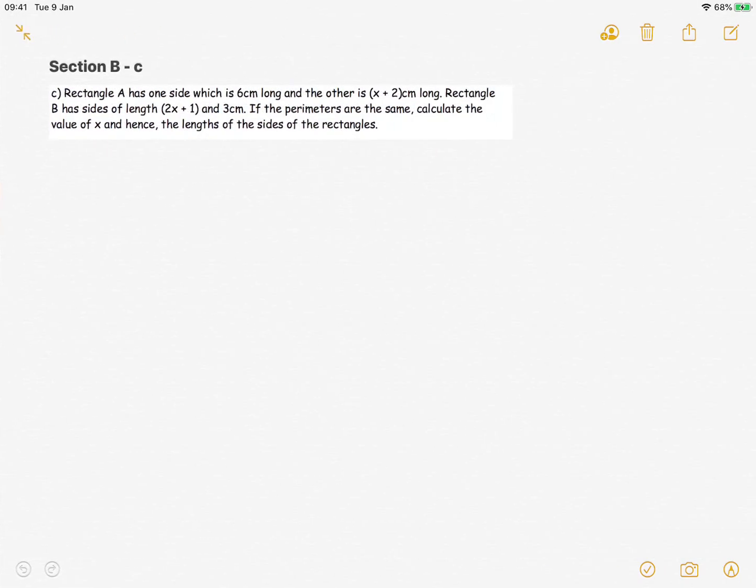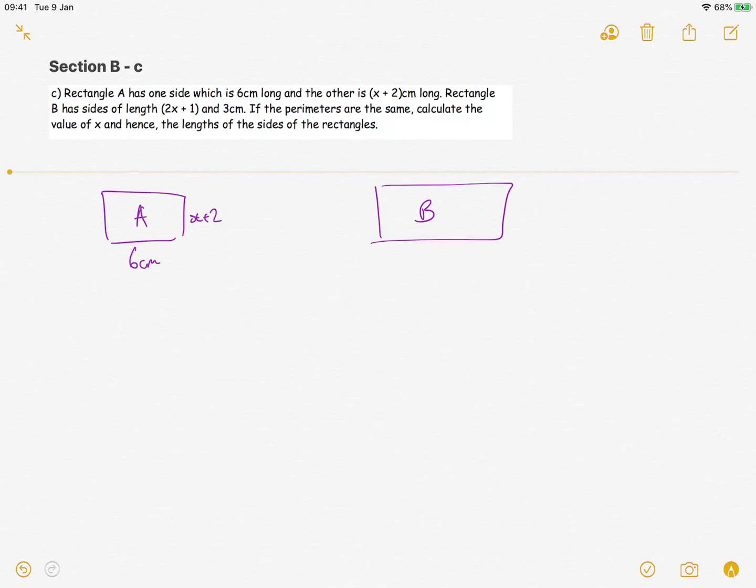Right, final question. Rectangle A has one side which is 6 centimeters long and the other is x plus 2 centimeters long. Rectangle B has the sides of length 2x plus 1 and 3. If the perimeters are the same, calculate the value of x and hence the lengths of the sides of the rectangles. So we're not given a diagram, so let's draw a diagram. One side is 6 centimeters long and the other is x plus 2 centimeters long. Then that's rectangle A, and rectangle B is 2x plus 1 centimeters long and 3.